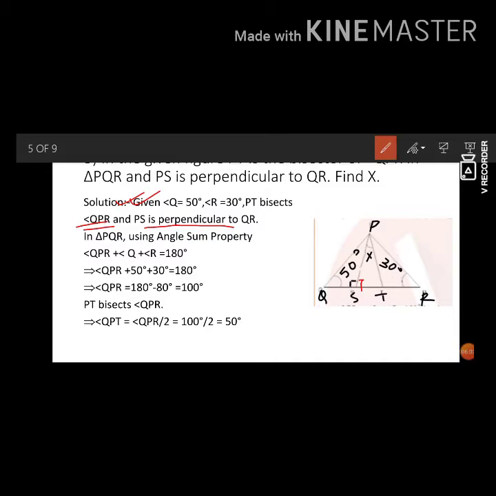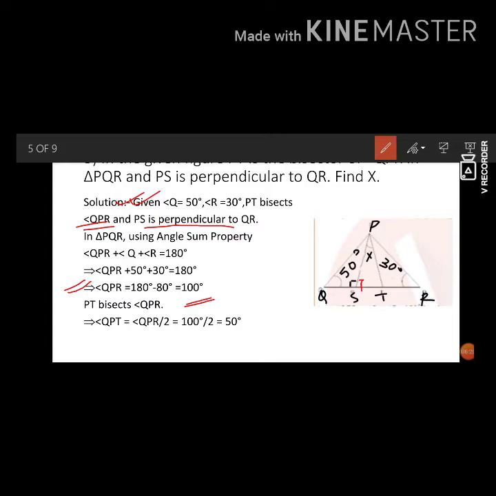By using the angle sum property, we can say angle P plus angle Q plus angle R is equal to 180 degrees. We know angle Q and angle R, so substitute the values of Q and R and make angle P the subject. So 180 degrees minus 80 degrees is 100 degrees. So angle P is 100 degrees.